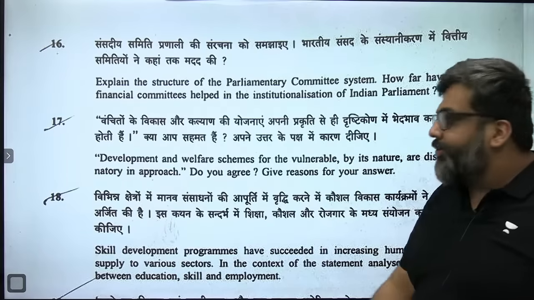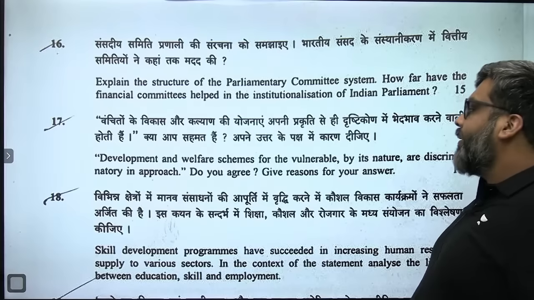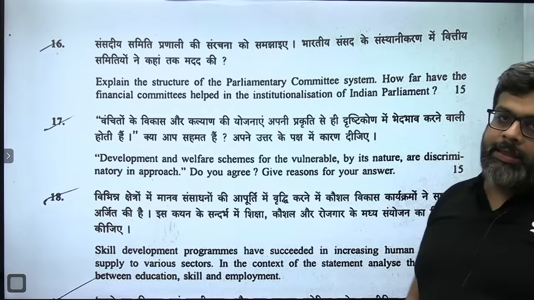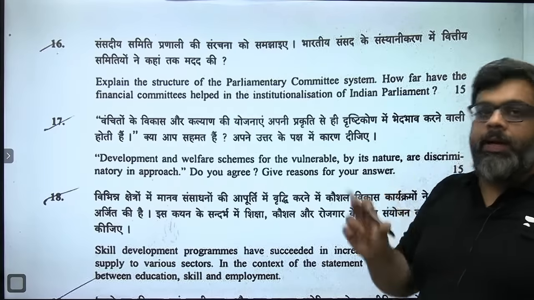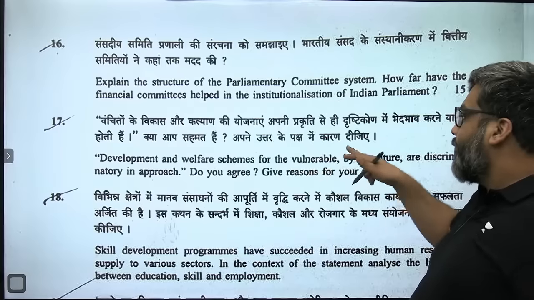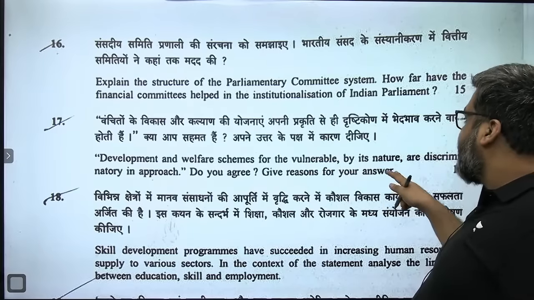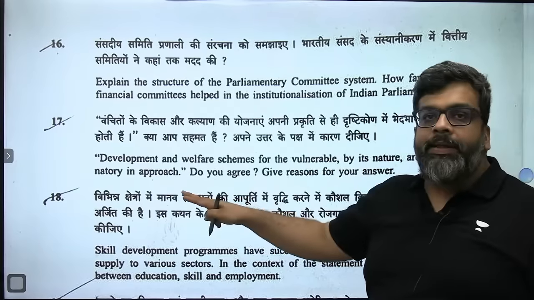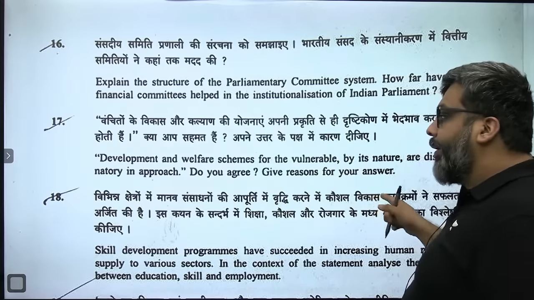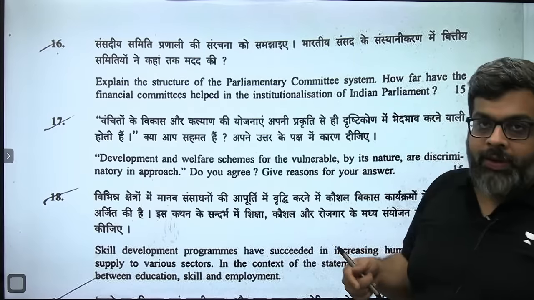Then the 17th question. The development and welfare schemes for the vulnerable by its nature are discriminatory in approach. The wording is a tough one. Development and welfare schemes for the vulnerable by its nature are discriminatory in approach. Discriminatory to whom? Do you agree? And give reasons for your answer.